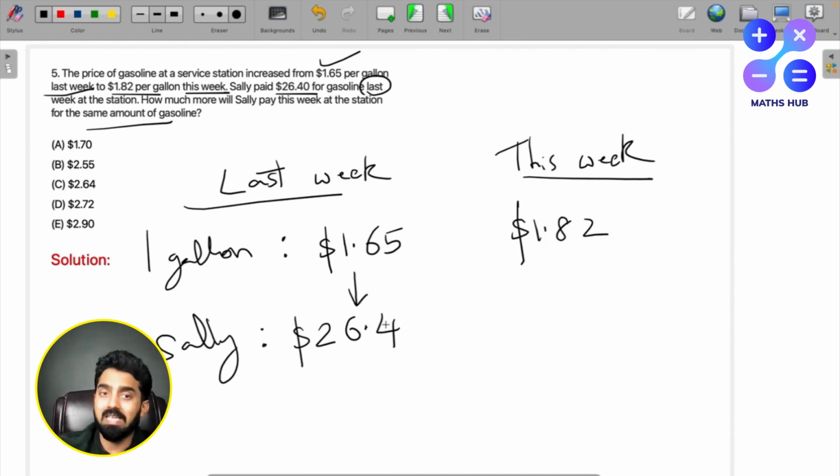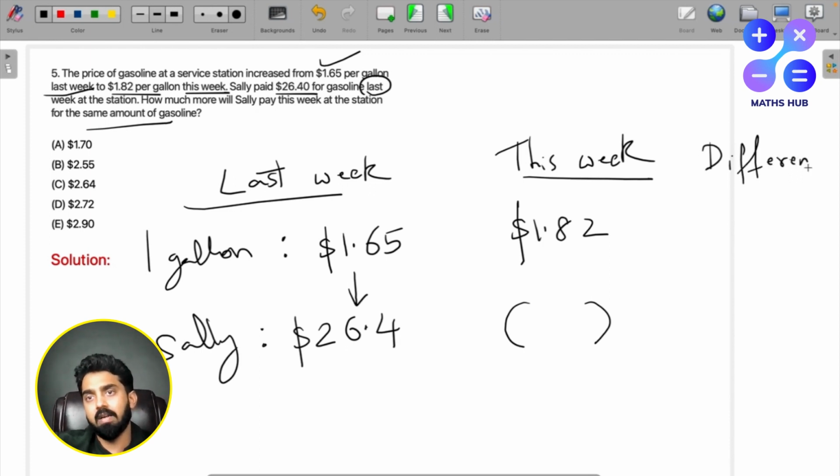The question is asking how much more she paid. If it was 1.82, the amount would have changed, but we are being asked how much more. So for more, let's find the difference. If you use these values, you will find how many gallons she bought, and multiplying gives the total she would pay this week. But we need the difference. So let's find the difference between the two prices and multiply it by the number of gallons. This is what we want, and this is not what we want.